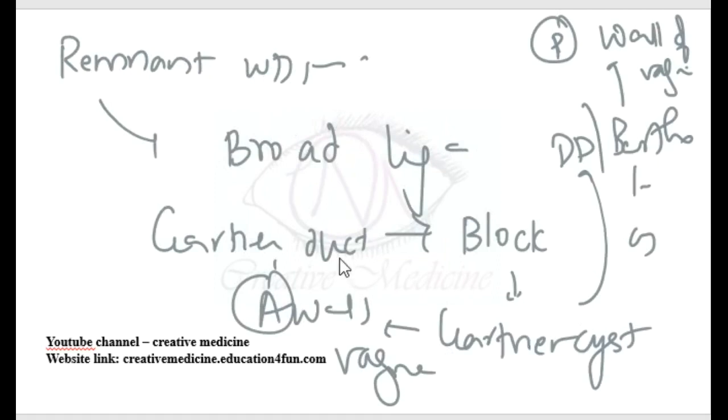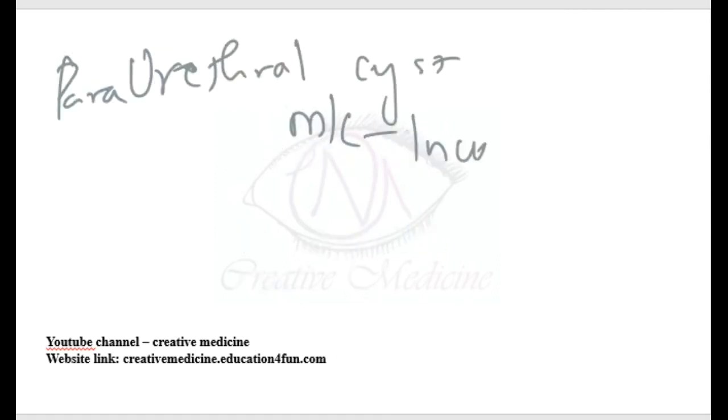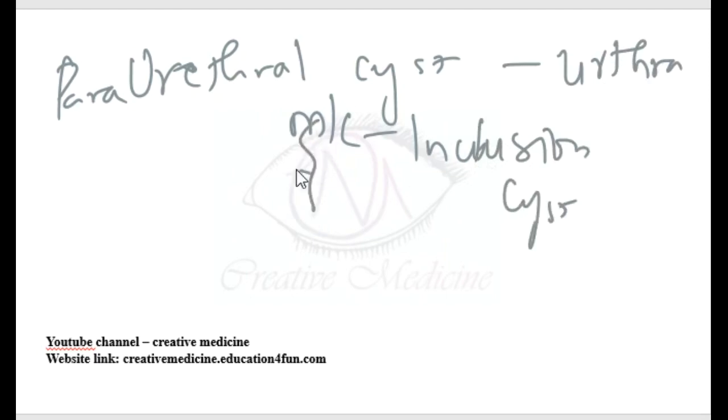So Gartner cyst is in the anterior wall of vagina, Bartholin cyst in the posterior wall of vagina, paraurethral cyst is adjacent to the urethra, whereas inclusion cyst is present in vagina or vulva.